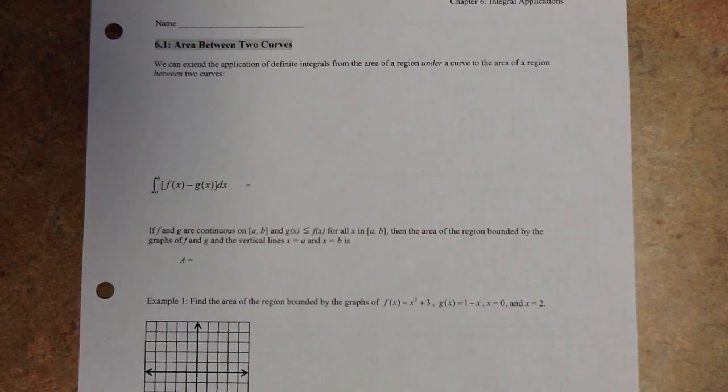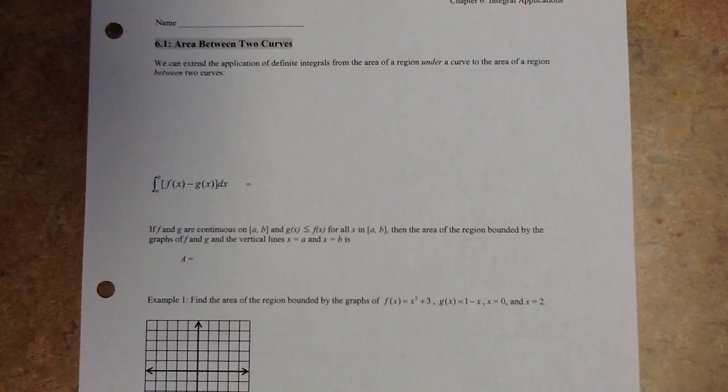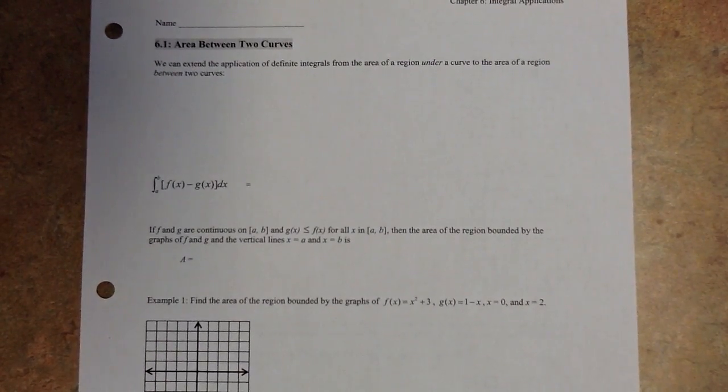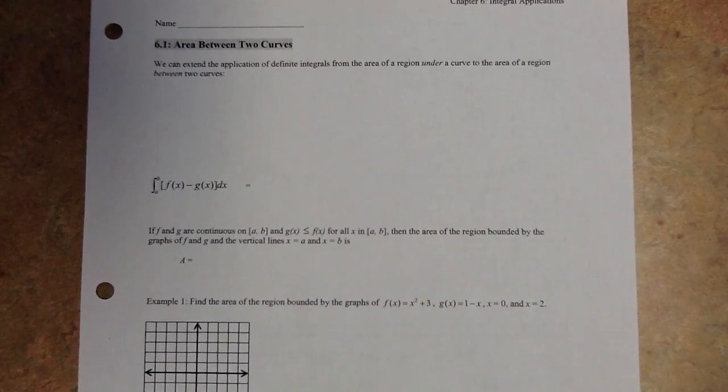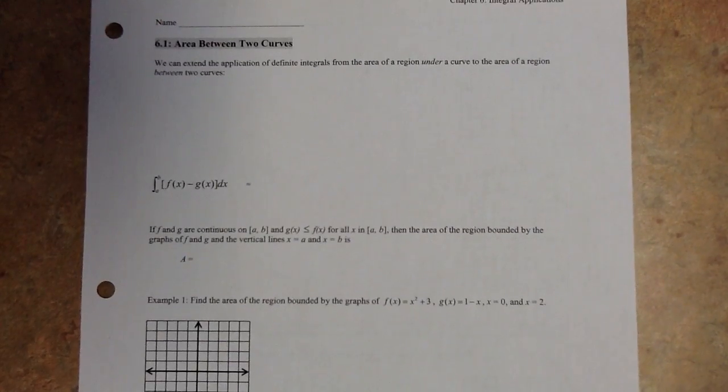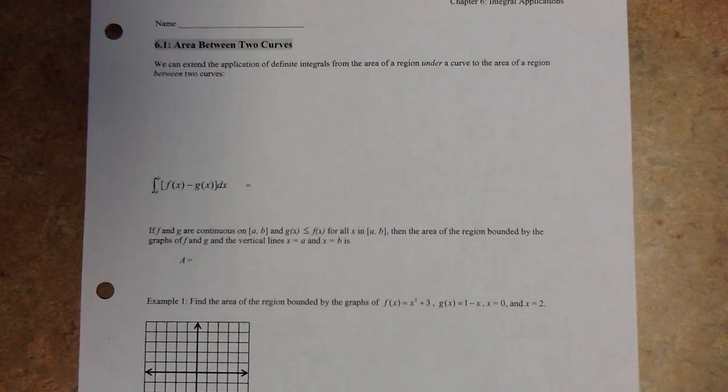So 6.1 is area between two curves. We've seen area under a curve, but the bottom marker is always the x-axis. It's always in between a curve and the x-axis. So we've kind of sort of done this already. It's just that our other curve is always y equals 0, aka the x-axis. All right, so like I said, extending that application to going between two curves.